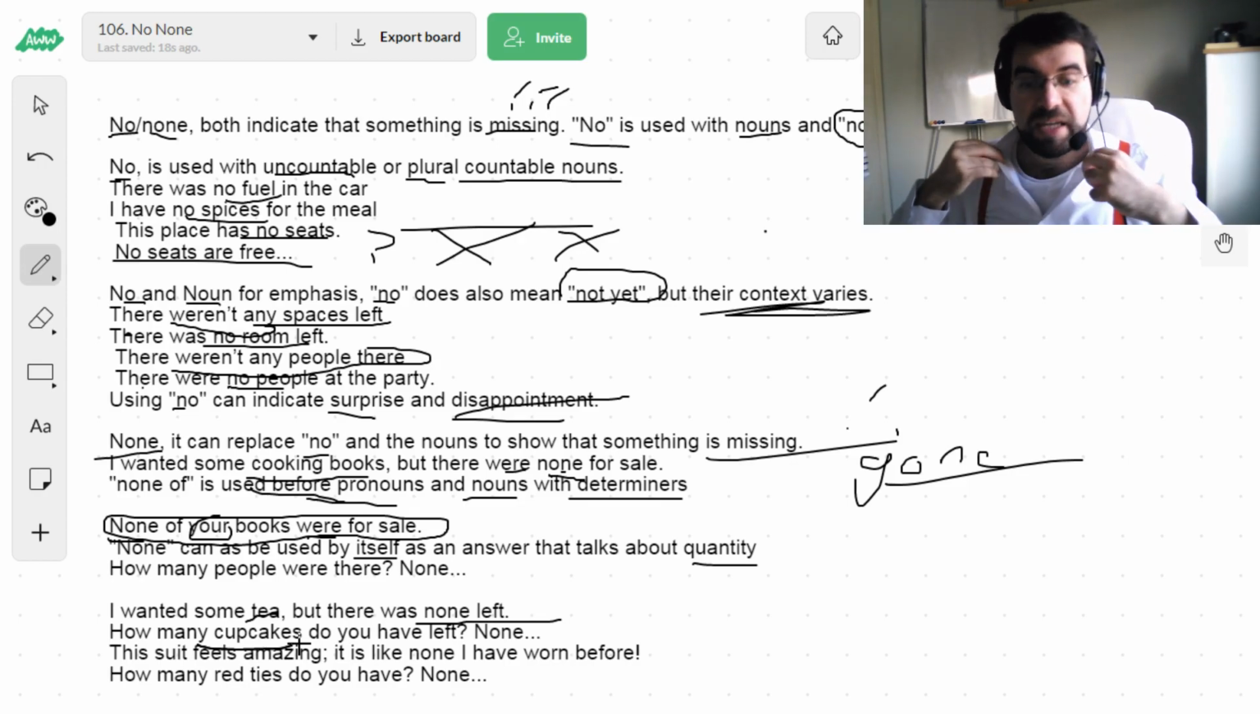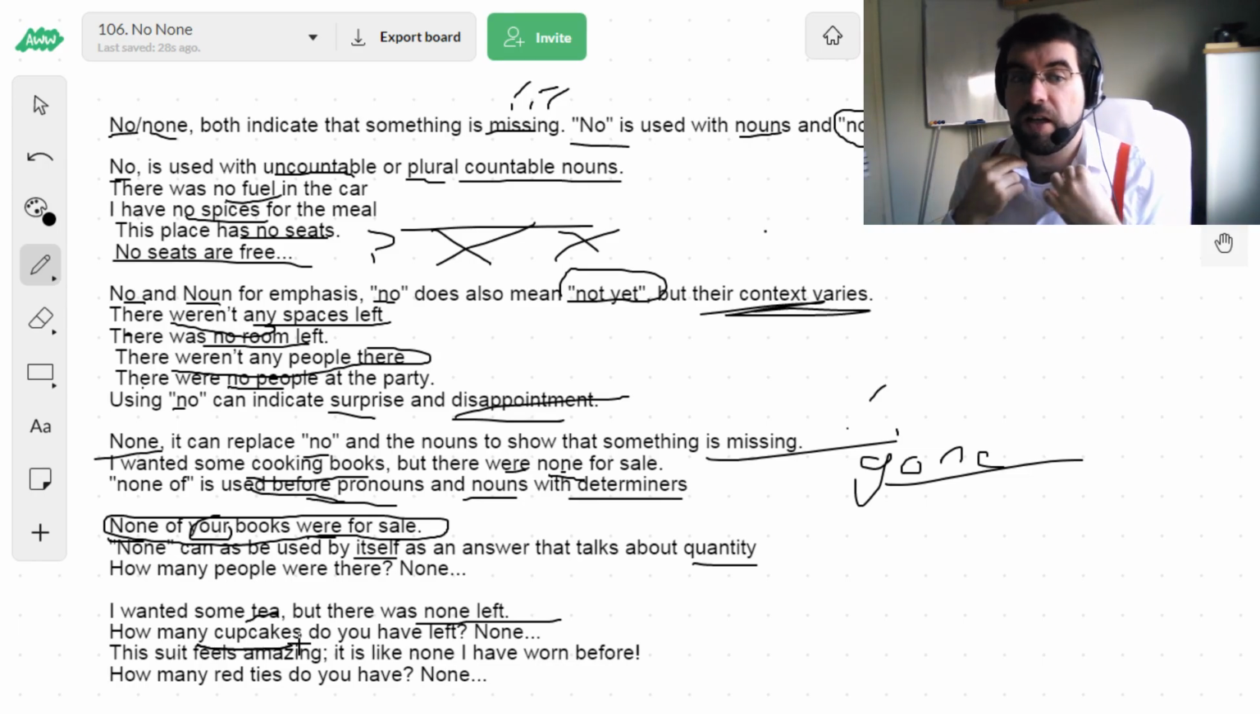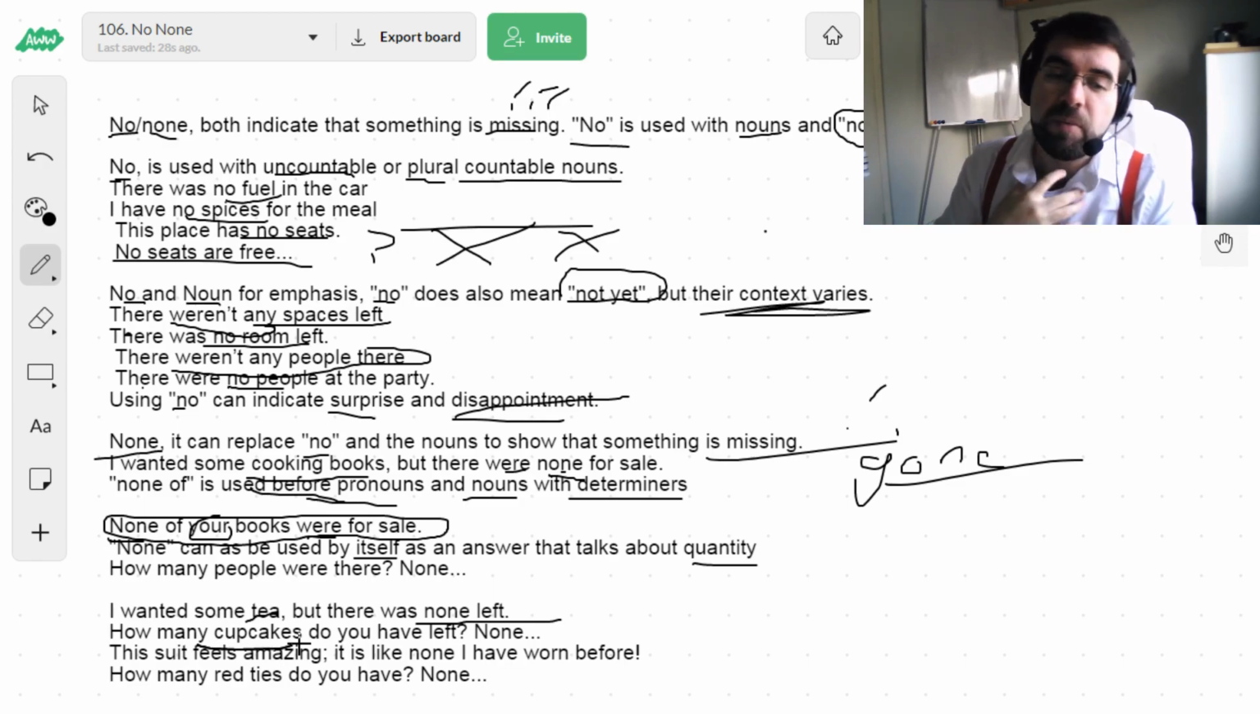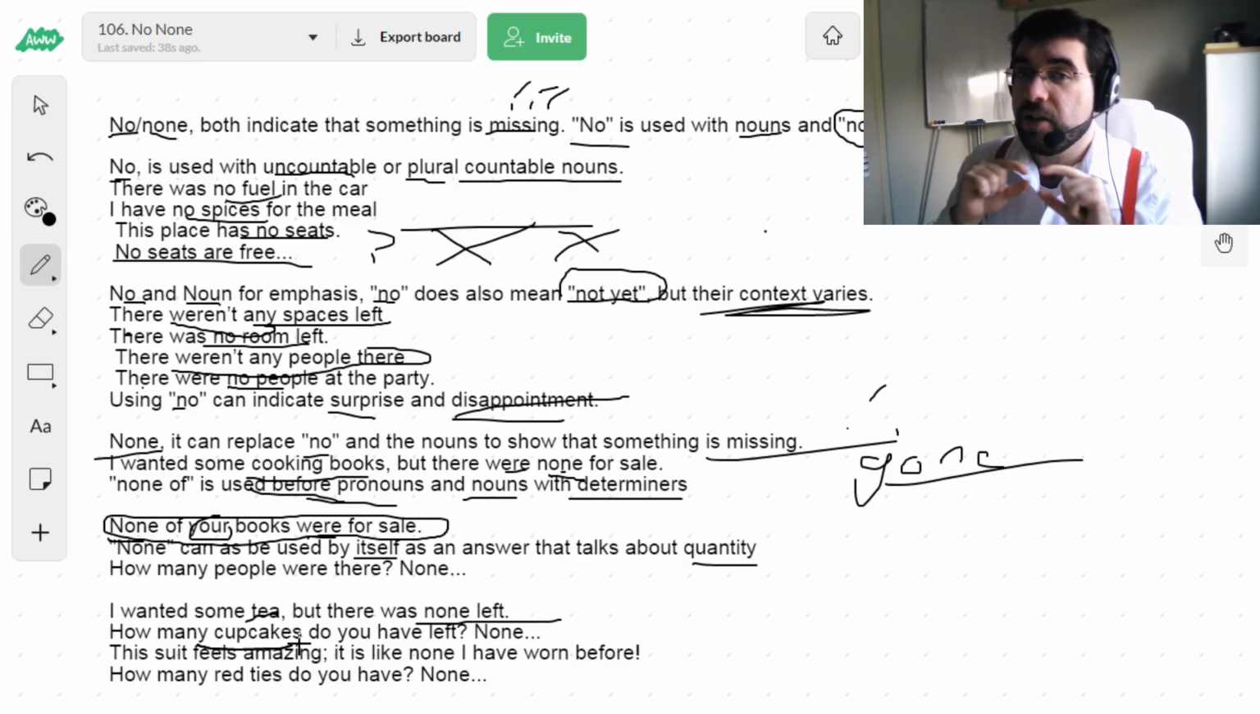This suit feels amazing. It is like none I've had before. It's one of a kind. I've not had one like this before. None like this. But how many red ties do I have? None. How many red bow ties, though?